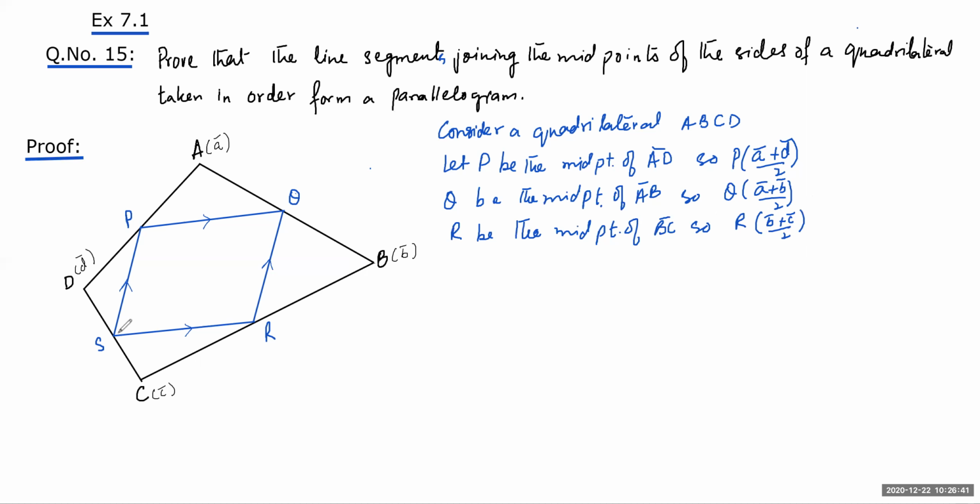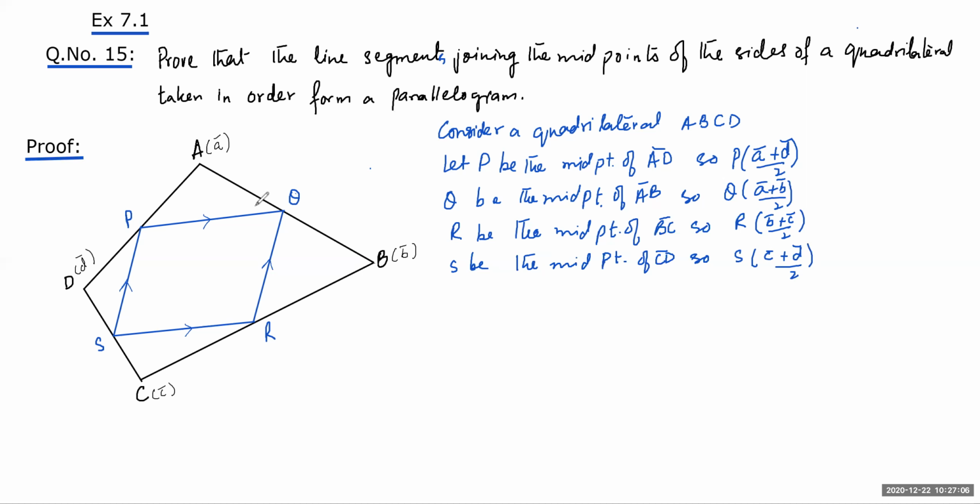And S is the midpoint of CD. So the point S has position vector c plus d by 2.